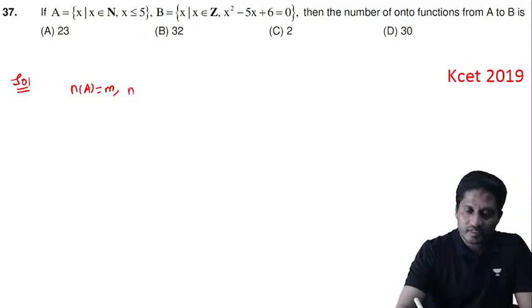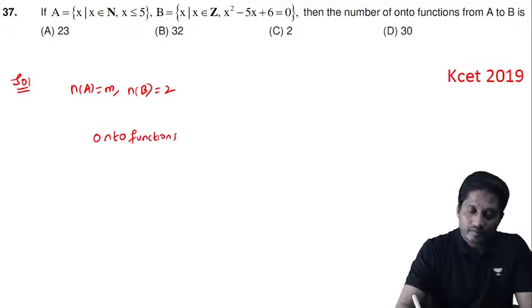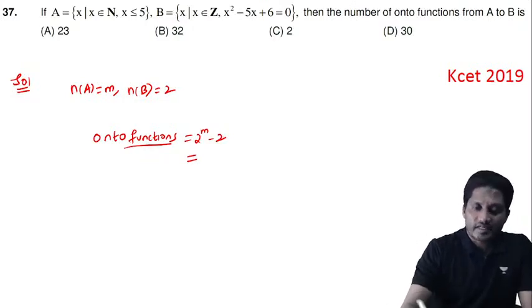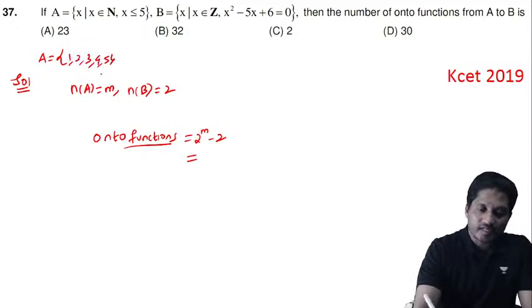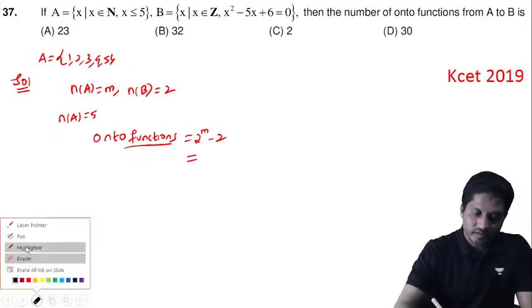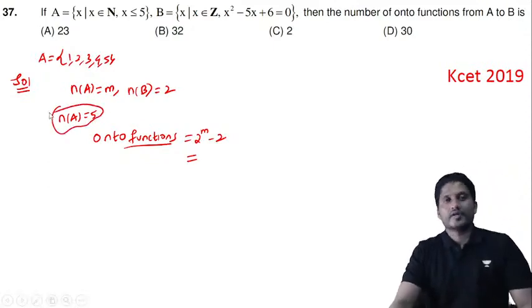If set A contains m elements and set B contains 2 elements, then the total number of onto functions is 2 power m minus 2. Okay, now set A contains natural numbers less than or equal to 5, that is 1, 2, 3, 4 and 5. So set A contains 5 elements, n of A is equal to 5. And set B contains 2 elements.